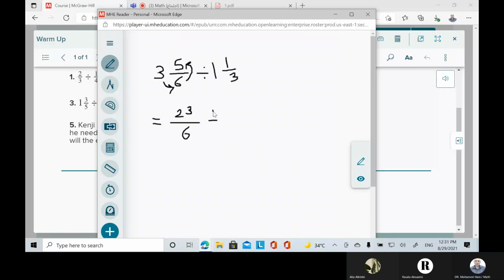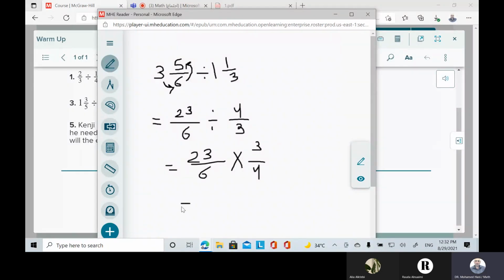Divide. Here the same idea. 1 times 3, 3. 3 plus 1 will be 4 over 3. Then here we have 23 over 6. Change to the multiplication, then flip. 4 over 3 will be 3 over 4.